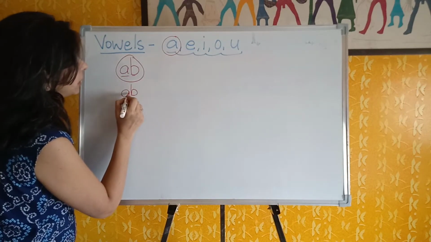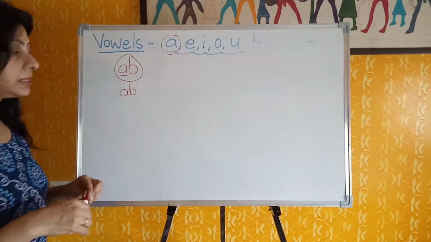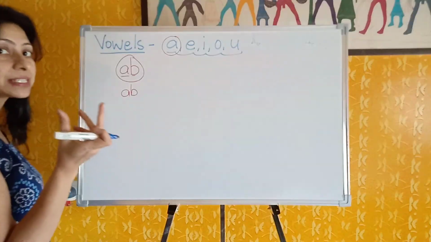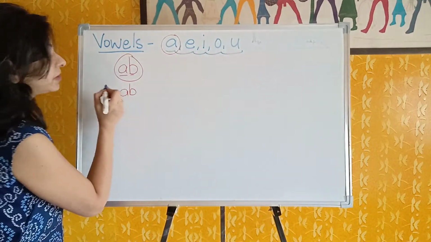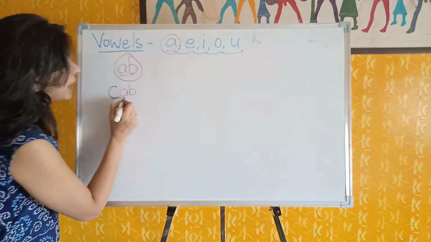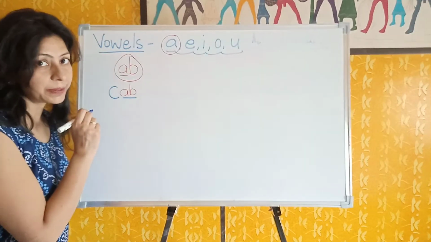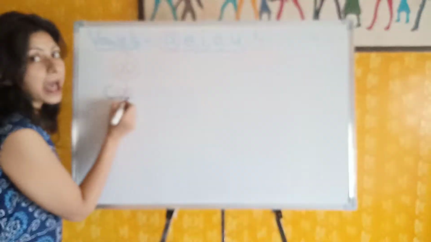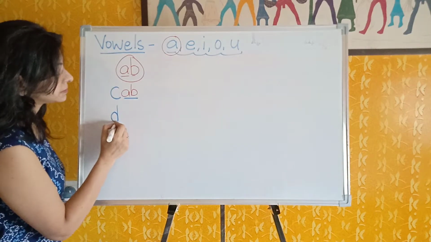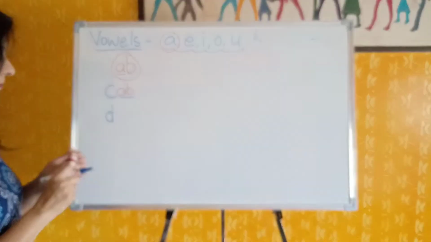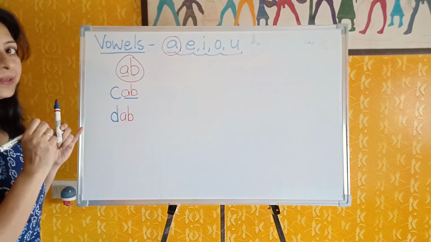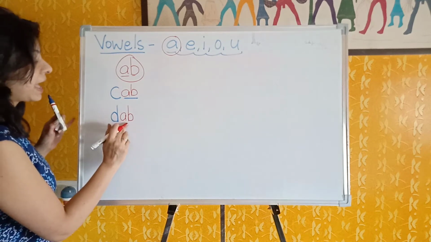A, b, ab. And the moment we use this sound with another consonant, it makes a word. For example, cab. K, ab, cab. D, ab, dab.